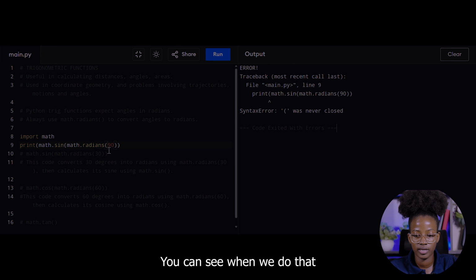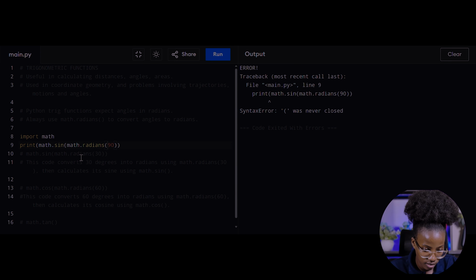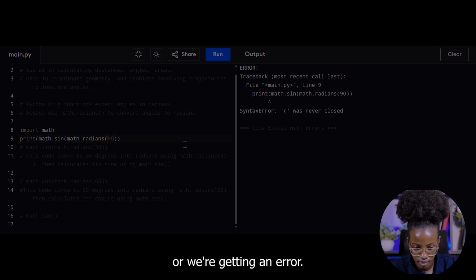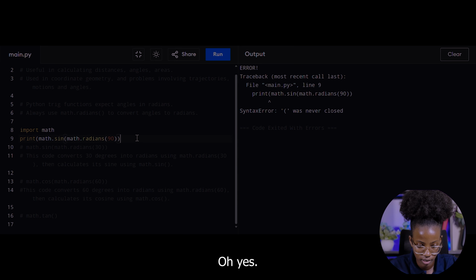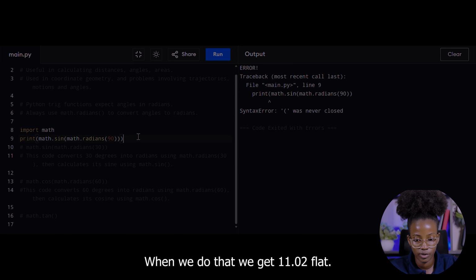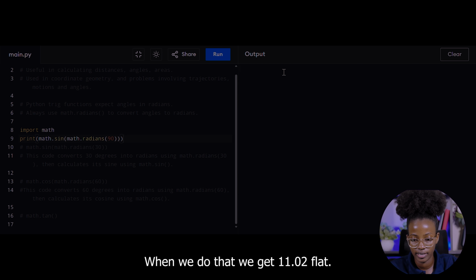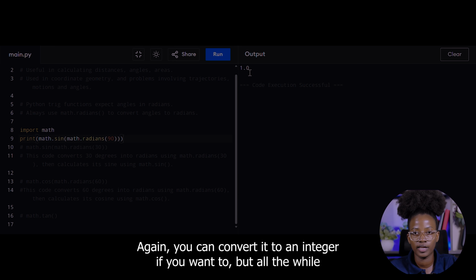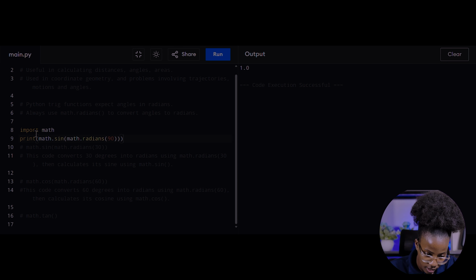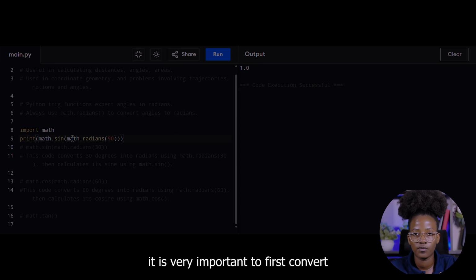You can see when we do that, oh, we're getting an error. Oh yes. When we do that, we get 1.0. It's a float. Again, you can convert it to an integer if you want to. But all the while, it is very important to first convert your angles to radians.